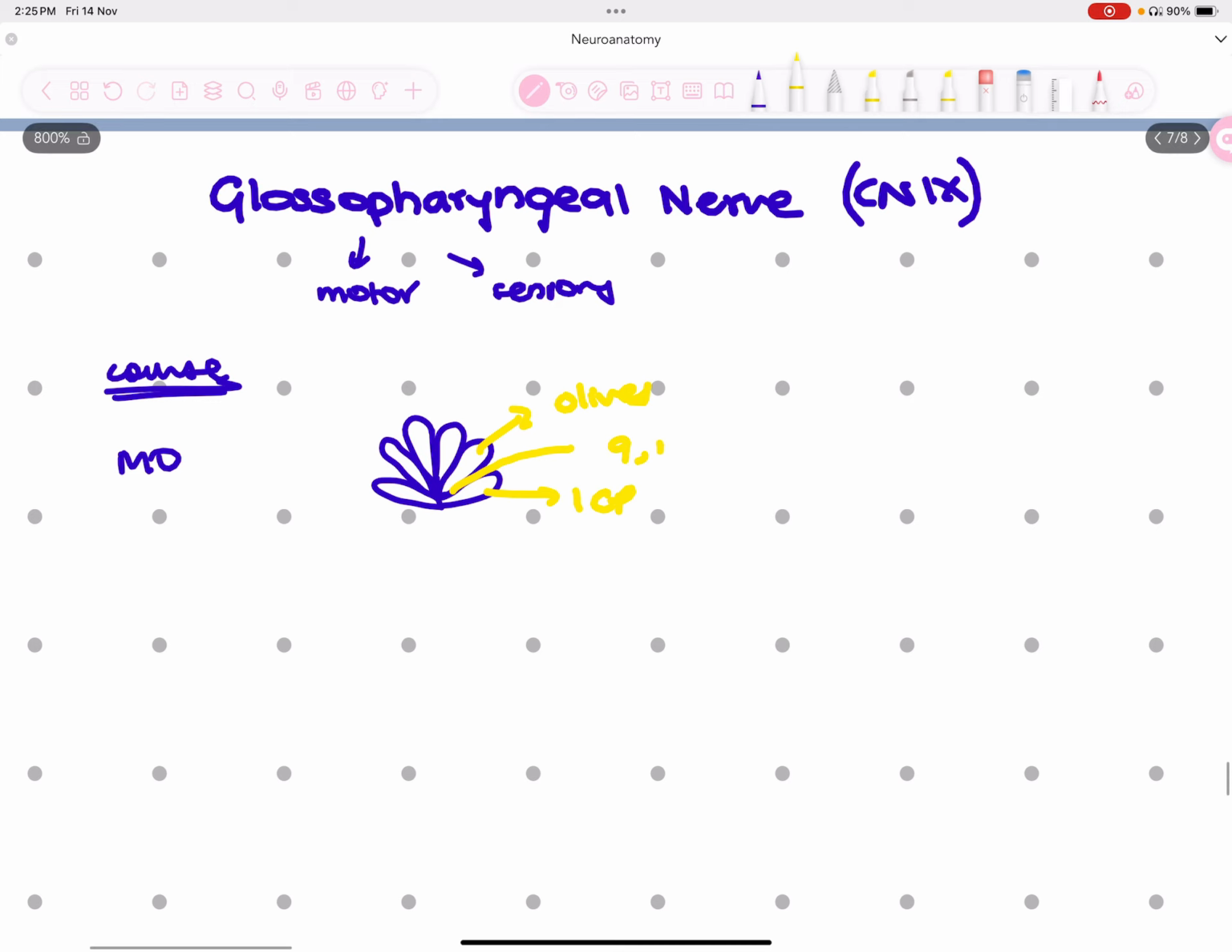Not only the ninth, but even 9, 10, and 11. There were three of them. So 9, 10, 11, and the hypoglossal was between the pyramids, remember? So right now we're focused on the ninth cranial nerve, which is the glossopharyngeal nerve.